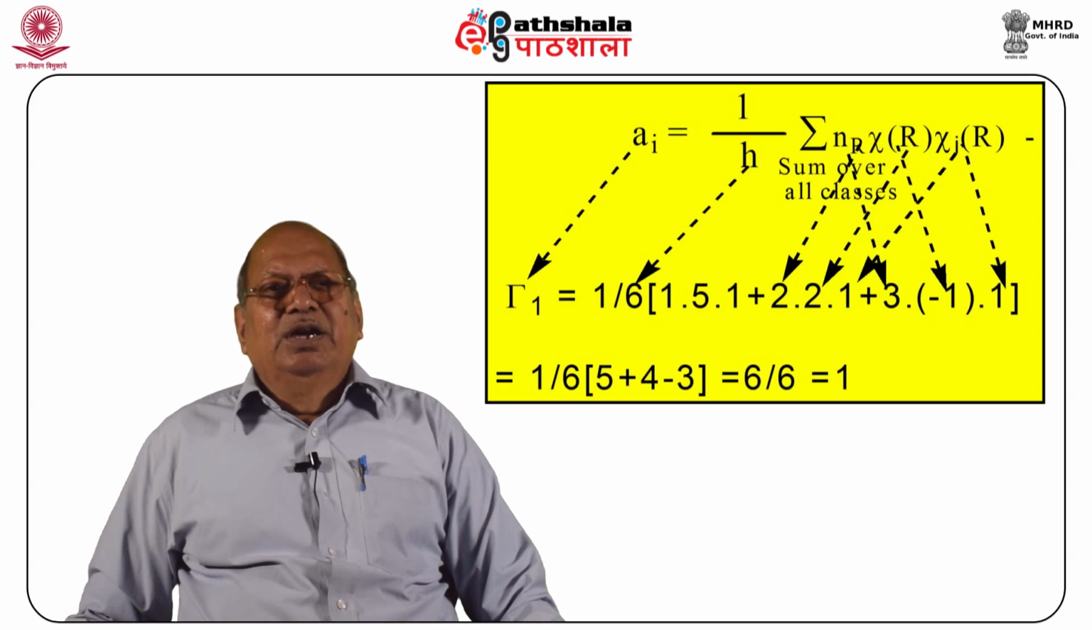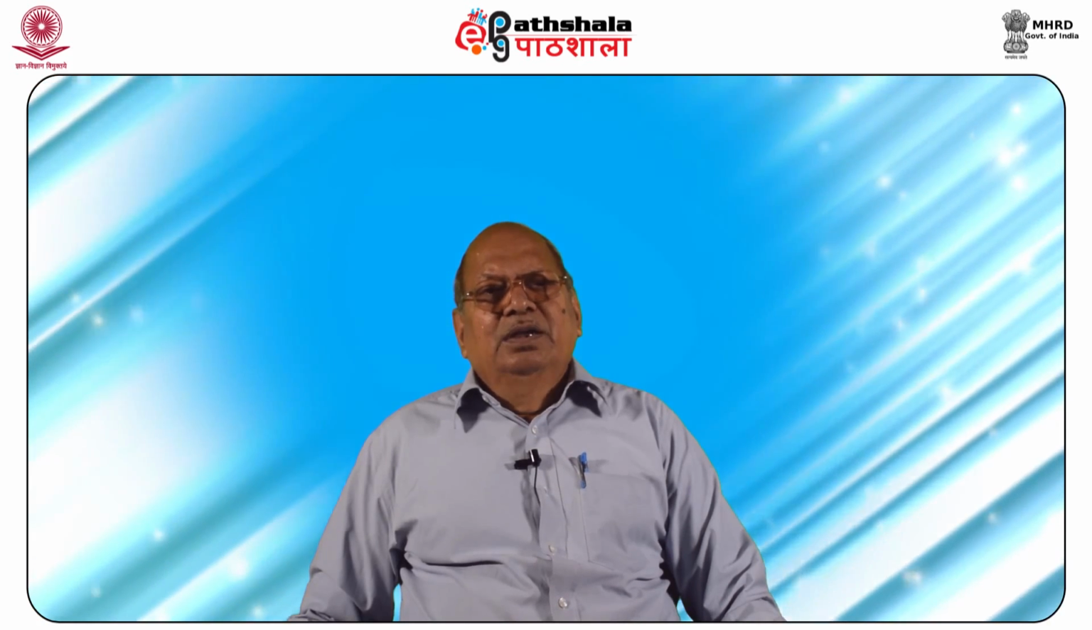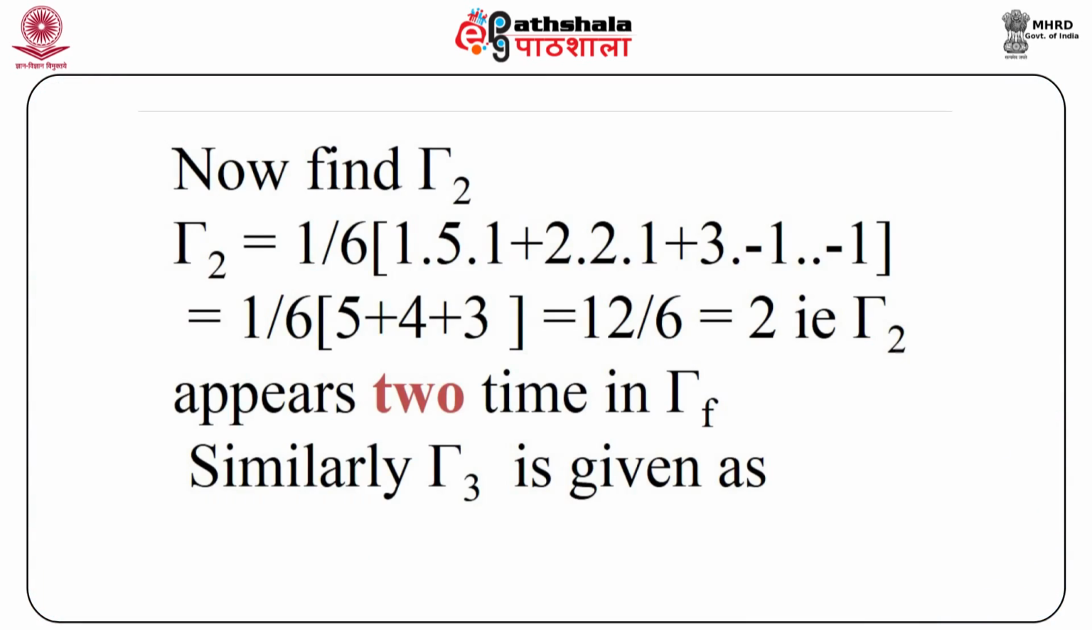So like this we have 1 by 6 into 5 plus 4 minus 3, that is 6 by 6, which is equal to 1. Thus, tau 1 is present one time in tau F. Now, let us find out tau 2.